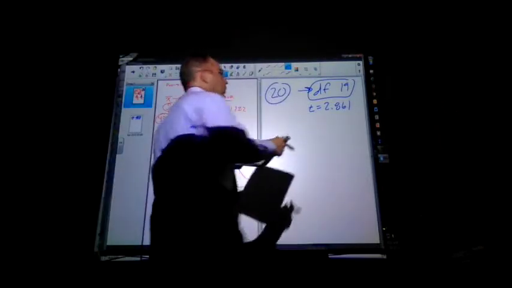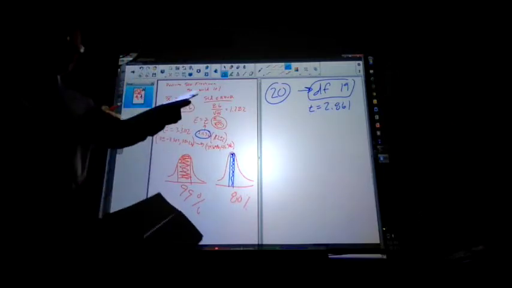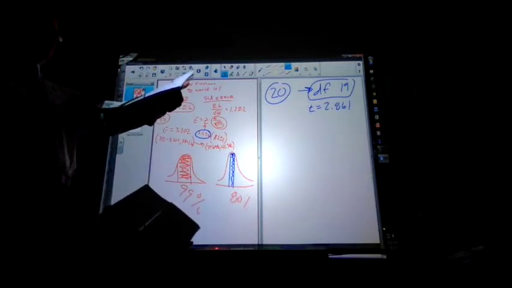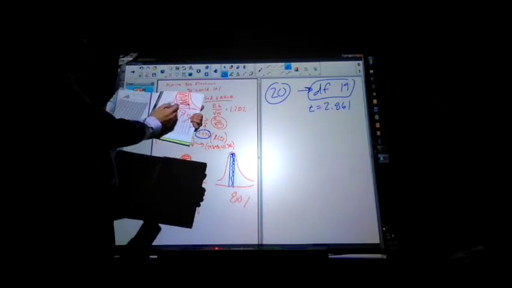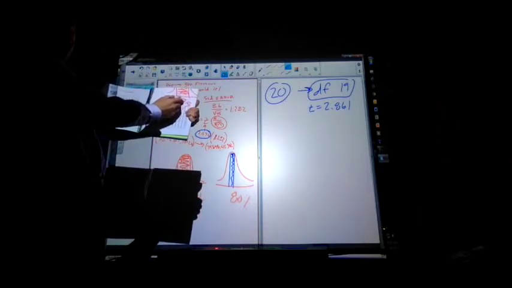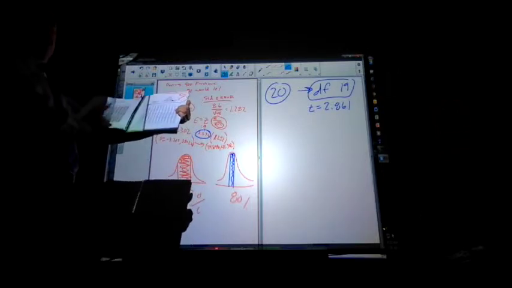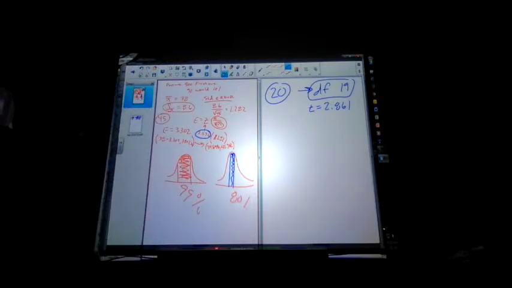Wait, where is the table? Table D. It's the second to last page in the back of the book. That's right. It says it has a shade to the right. So 19 degrees of freedom, because degrees of freedom is always one less than our actual test subjects. And what's really kind of cool here: if I'm using 99%, I can either go 99% down here, or I can use the 0.05 and figure out where 19 degrees is. 2.861 should be right there.